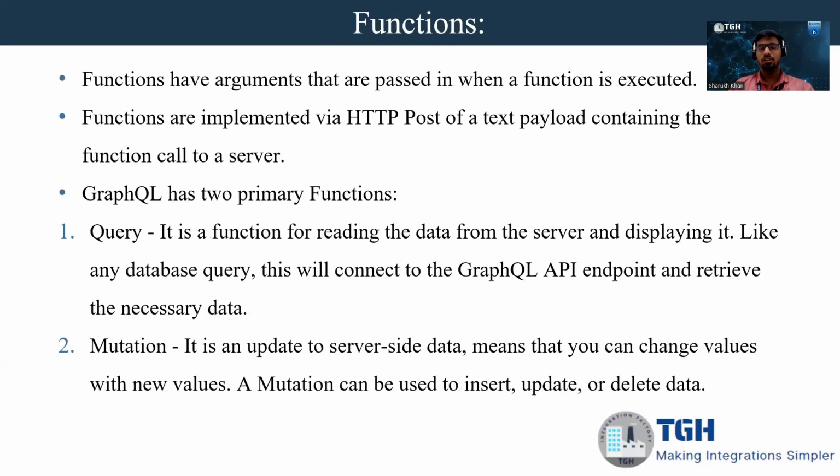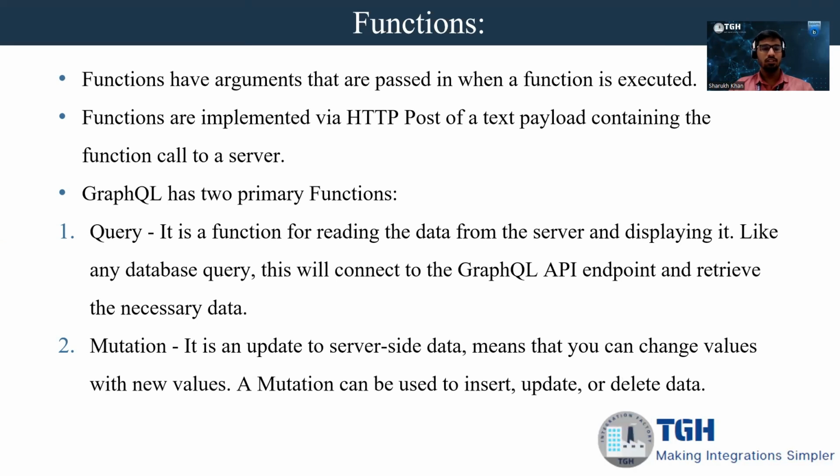So let us see which functions we have. The functions are nothing but arguments that are passed in when a function is executed. Functions are implemented via HTTP POST of a text payload containing the function calls to a server. And in GraphQL, we have two types of functions, that is query and mutation.